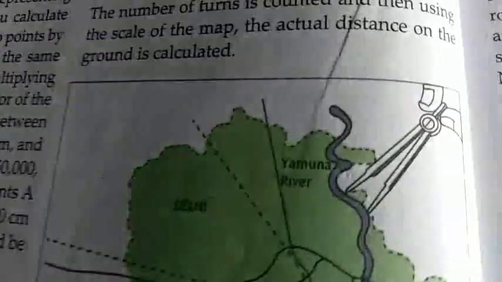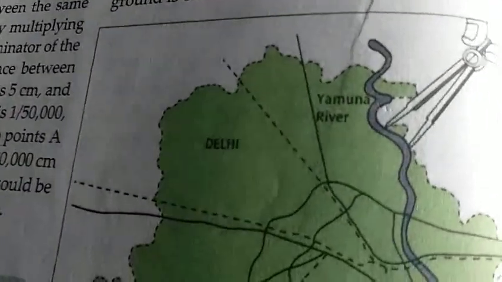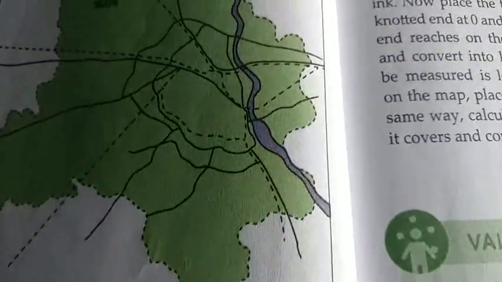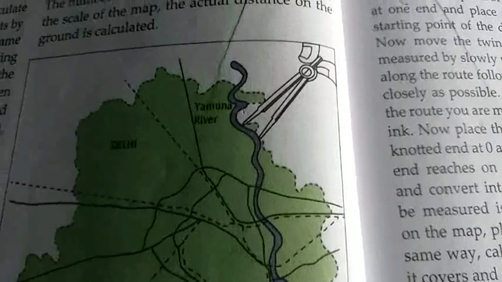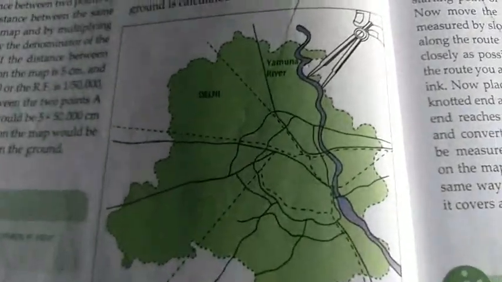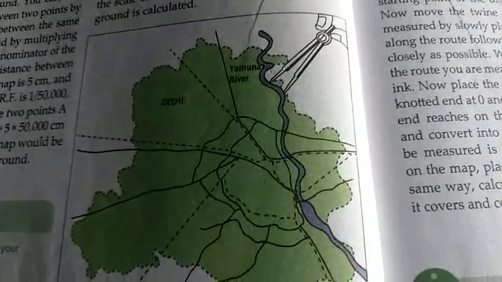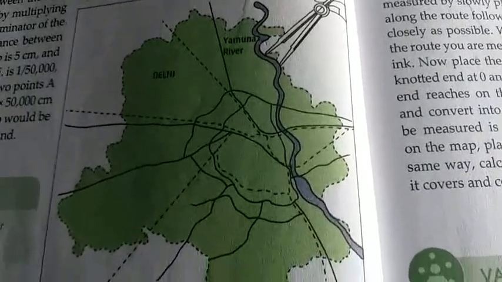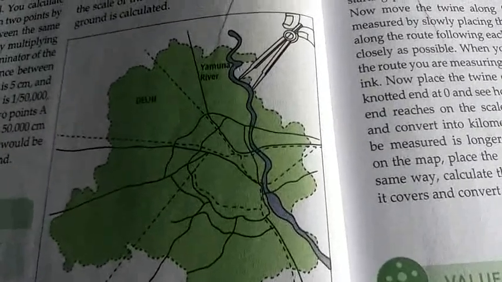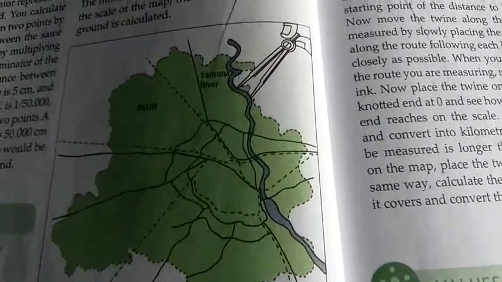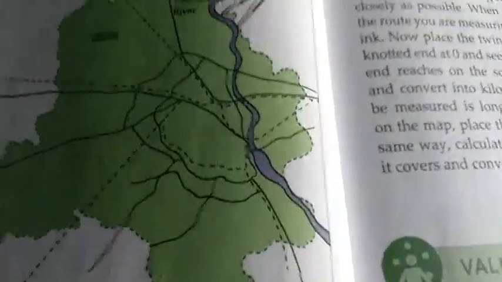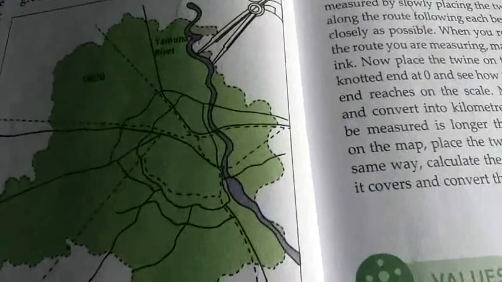You can see the divider here, and at each curve it is measured and written on a sheet of paper, then the total is added, and then we can know the distance of this river, the Yamuna river. It is a map of Delhi, and from one end point to the other end point, at each curve we will measure it on the scale, then we will total it, and then we will find the exact length of this river.